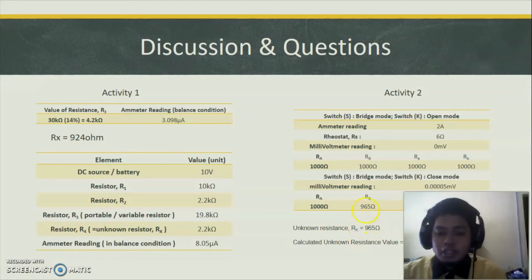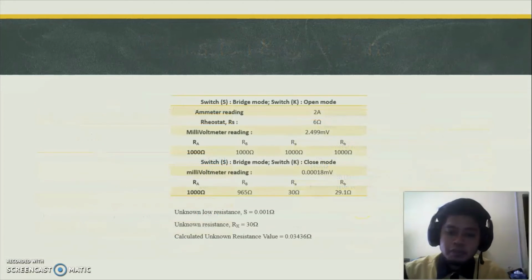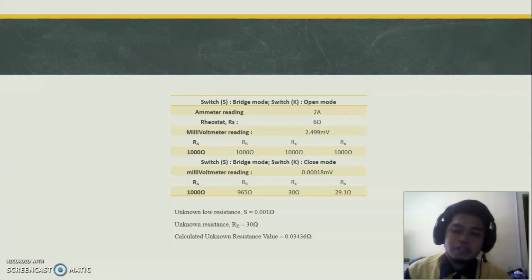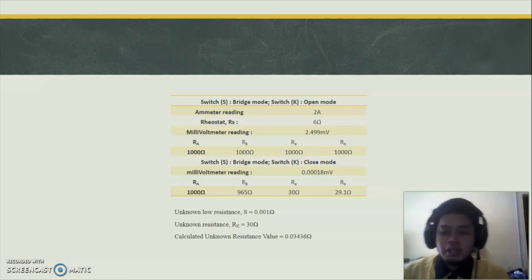After that, we repeated the procedure, same with the first one, the Kelvin double bridge, which we change to S to the 0.001. So this is the answer for the second simulation.